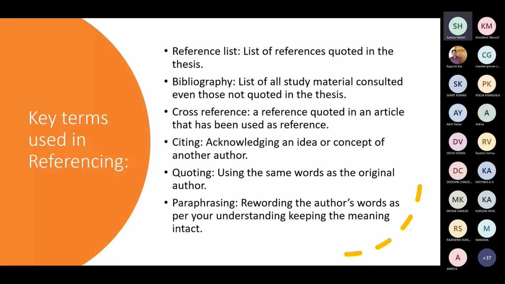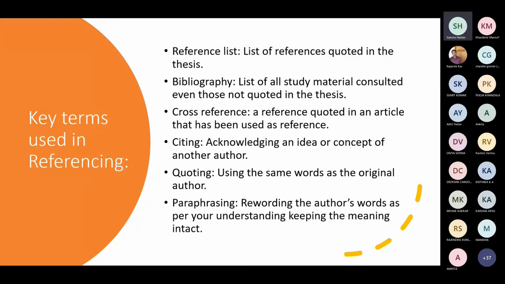Bibliography doesn't mean reference. It means the list of all study materials which you have consulted, even those which are not being quoted in the thesis. That is bibliography. So there is a difference between reference list and bibliography. What do you understand by cross-reference? Cross-reference means a reference quoted in an article which has been used as a reference. Like you have referred to an article where you have found a reference regarding a particular line. So that is a cross-reference.